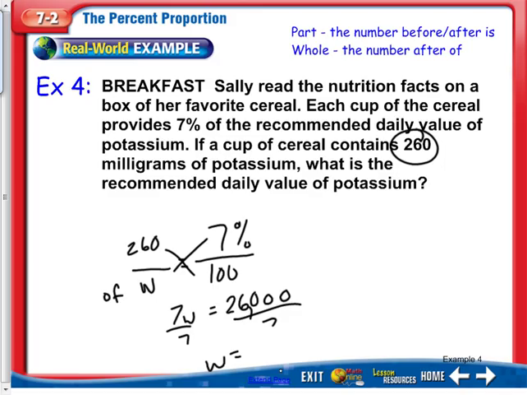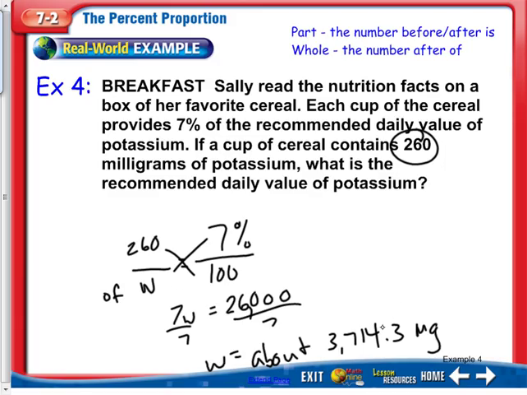is equal to about 3,714.3 milligrams. Okay, so again, we were going to look for a pretty big number here because 260 itself is a pretty good number. It's pretty big size, and it's only 7% of the daily value. So we know that this daily value is going to be a pretty large number.